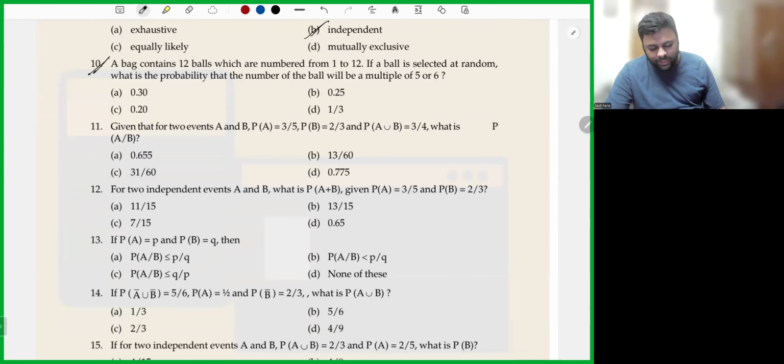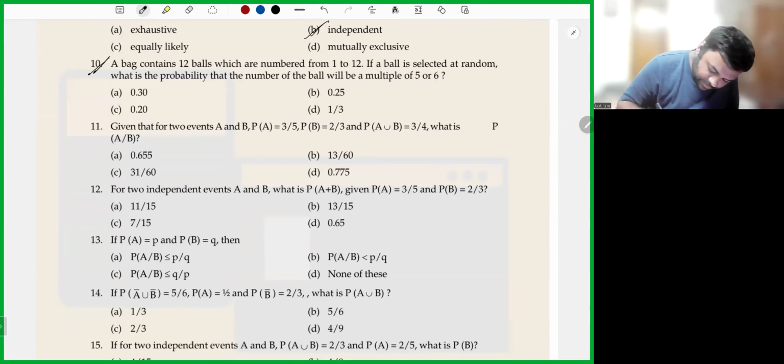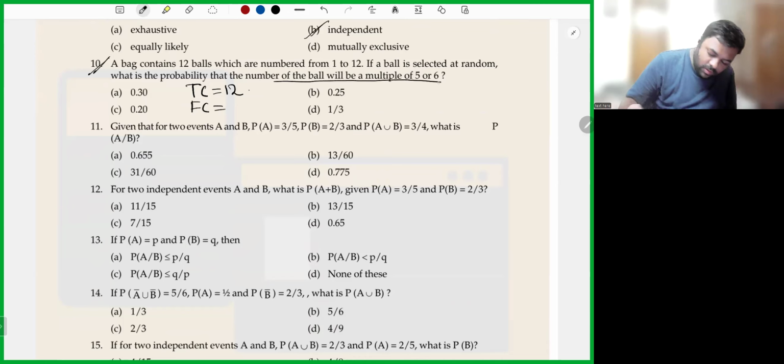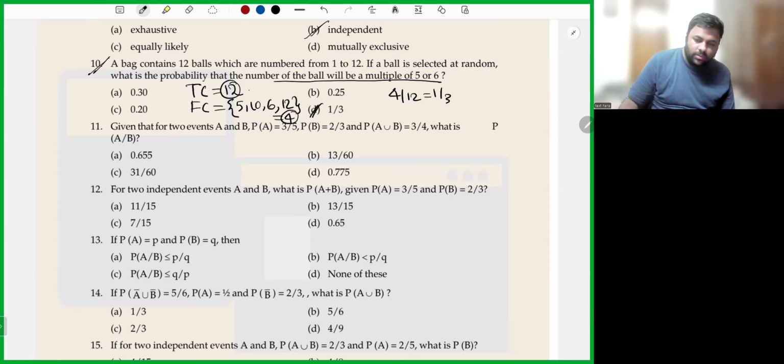He is telling a bag contains 12 balls which are numbered from 1 to 12. Total cases are 12. Now favorable cases. What's the probability that the number on the ball would be a multiple of 5 or 6? 1 to 12, can you tell me how many are multiples of 5? 5 ones 5, 5 twos 10, 5 threes 15. Next 6: 6 ones 6, 6 twos 12, 6 threes 18. So only 4 are favorable cases. Total cases are 12. 4 by 12, which is 1 by 3. Okay. Next.